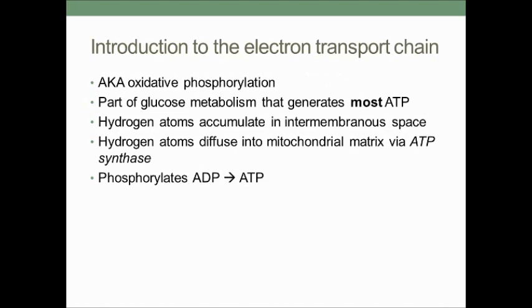So that was all the Krebs cycle. Now we're going into the electron transport chain. This is also known as oxidative phosphorylation. This generates the most ATP out of all of your cellular respiration processes.